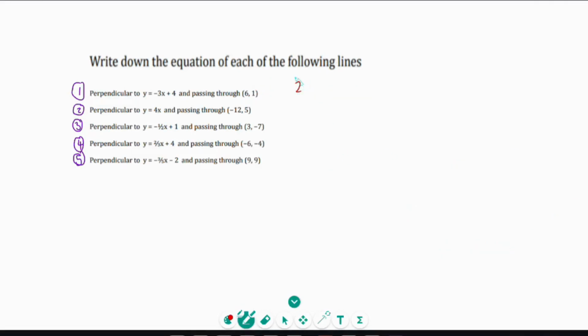Question 2. Our gradient is 4. Perpendicular gradients multiply to give us -1. M2 is -1/4. Y equals mx plus c. We have an x coordinate and a y coordinate.